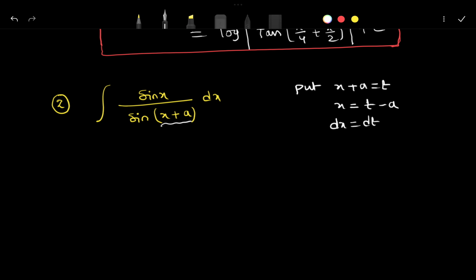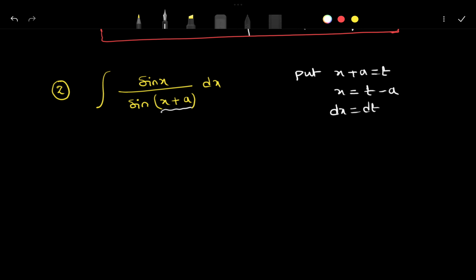Now substitute all these values. If you substitute all these values, it becomes the integration of sin of x, which from the above result is t minus a, divided by sin t, into dx, which is equal to dt. Okay, so I hope everyone is clear up to this point.